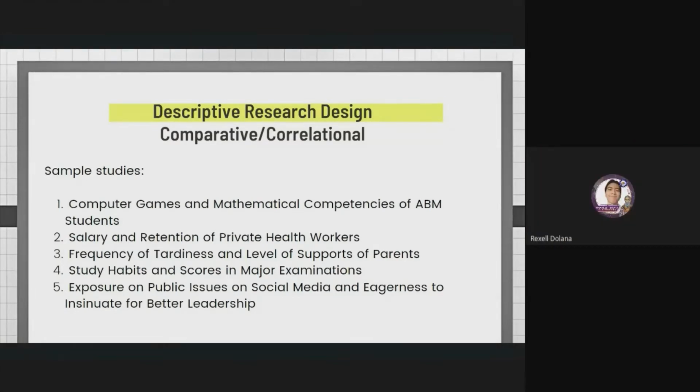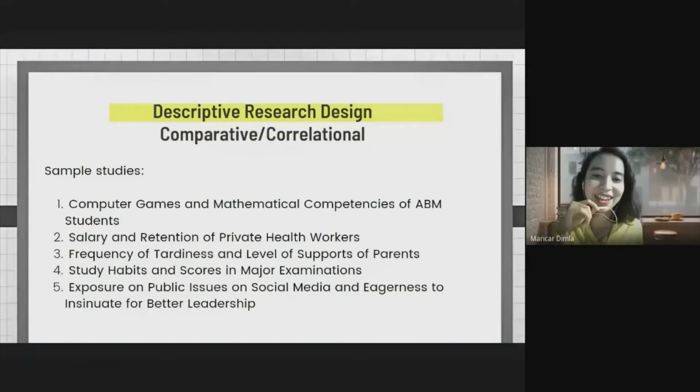Yung independent po, yung computer games and mathematical competencies. Tas po yung dependent, ABM students. Okay. So, thank you, Rex. Siguro si Rex yung answer niya parang mayroon pa rin influence nung naging discussion natin a while back. Okay? For Rex, the answer on number 1 is the IV is the computer games and the dependent variable is the mathematical competencies. And your respondents are the ABM students.